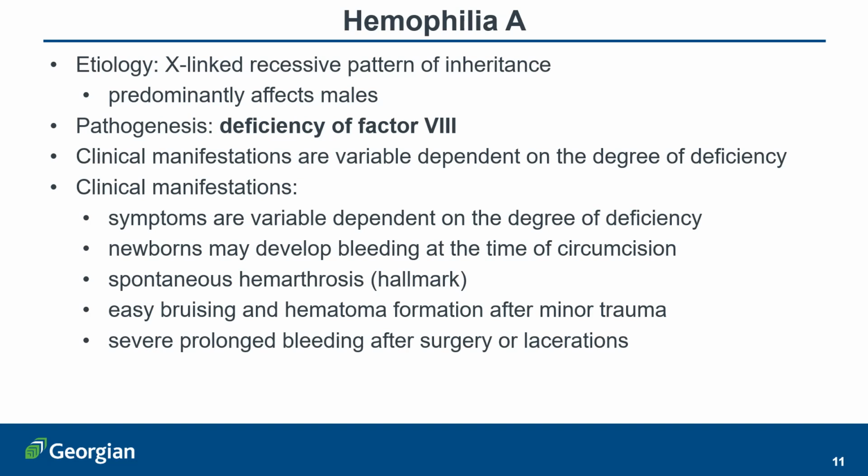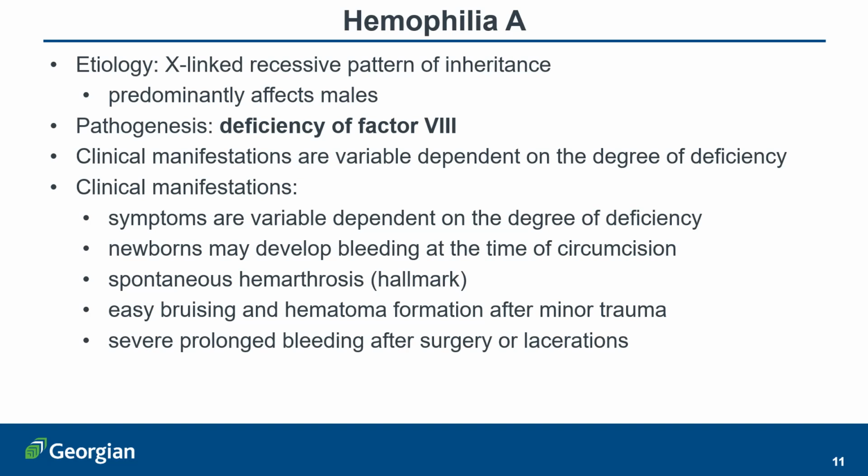Specifically, the etiology of hemophilia A is an X-linked recessive disorder that predominantly affects males because the gene that codes for factor 8 is found on the X chromosome. The pathogenesis is the deficiency of factor 8 simply because not enough factor 8 is being produced. The clinical manifestations of hemophilia A are actually quite variable depending upon the degree of deficiency of factor 8.